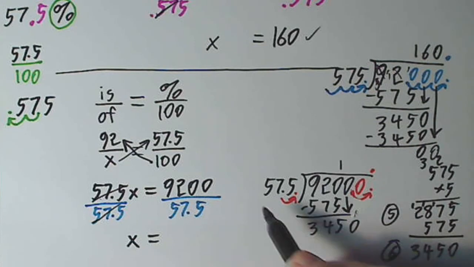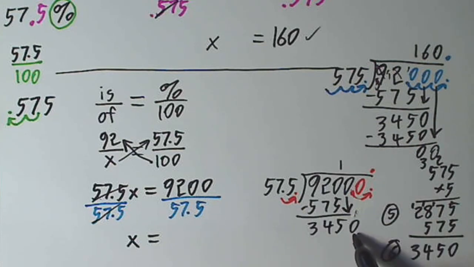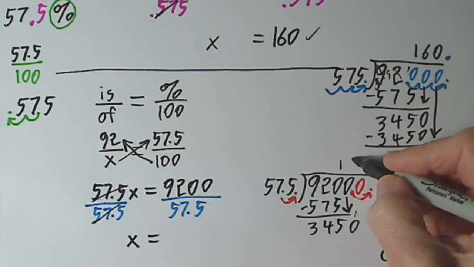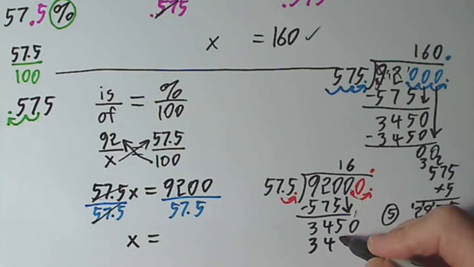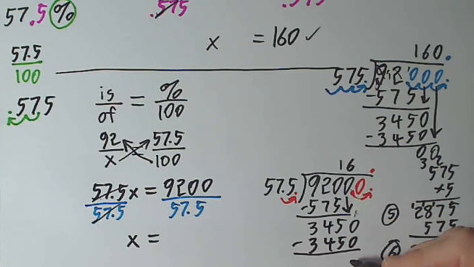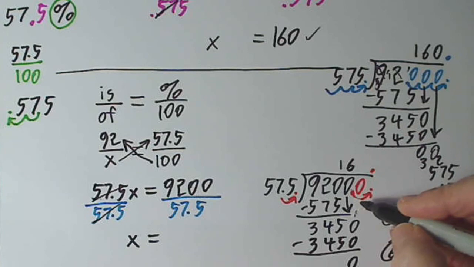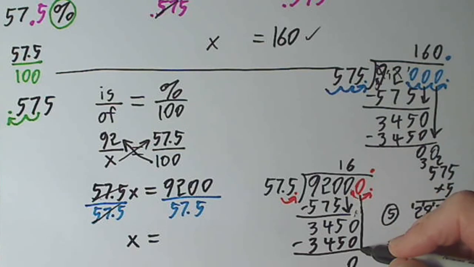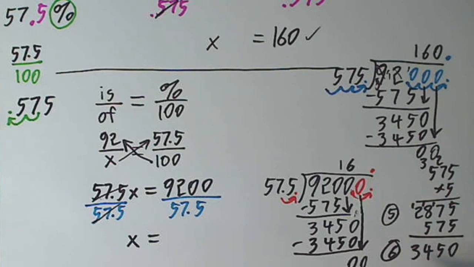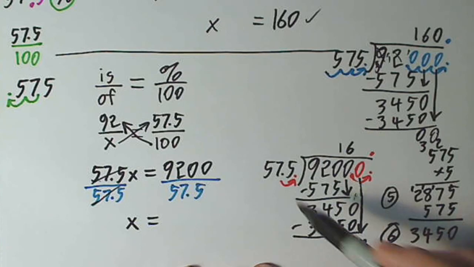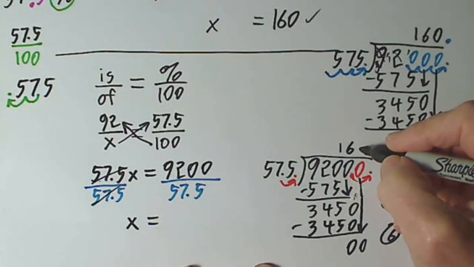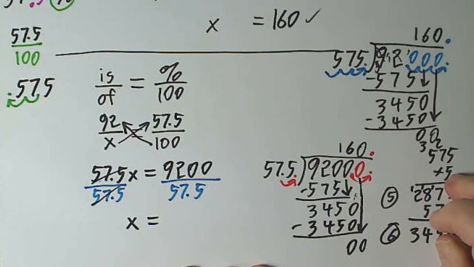Okay? 575 goes into 3,450. We figured out to be 6 times, and it gave us 3,450 with nothing left over. And finally, I'm bringing down this last 0. Every time you bring down a number, you have to ask and answer the question: how many times does 575 go into 0? It goes in 0 times.